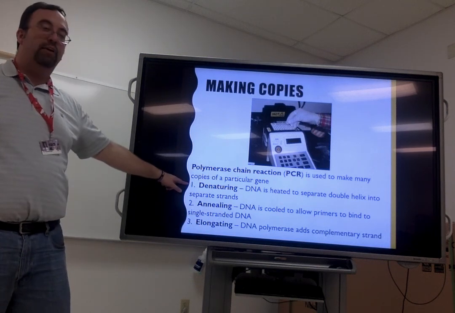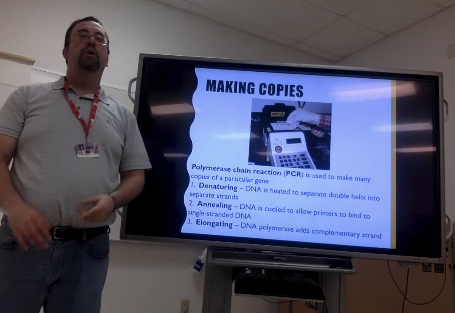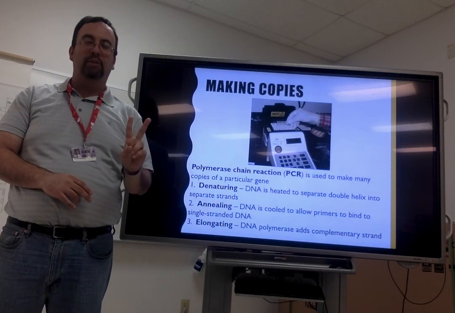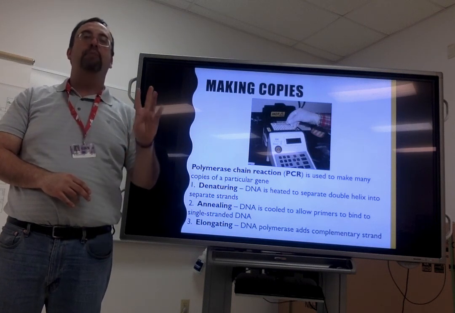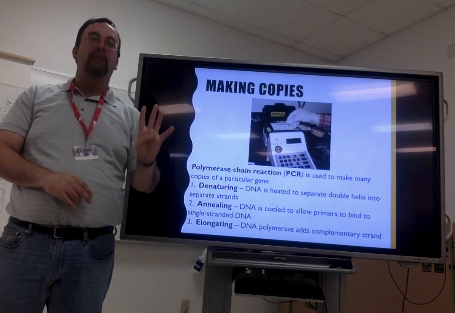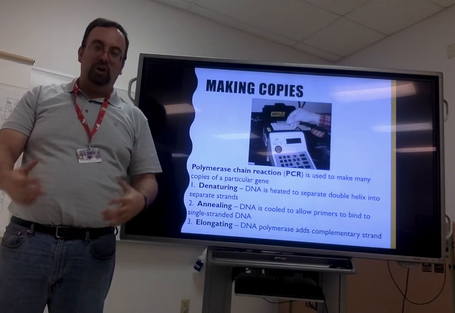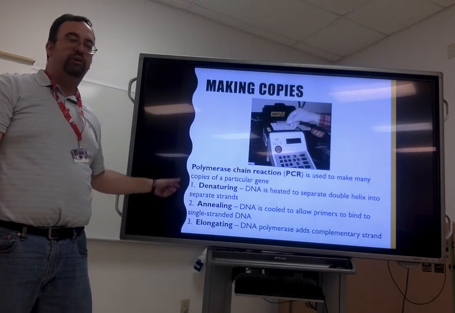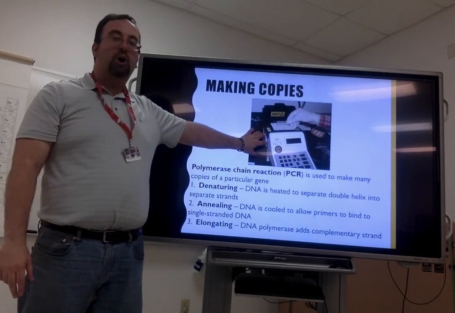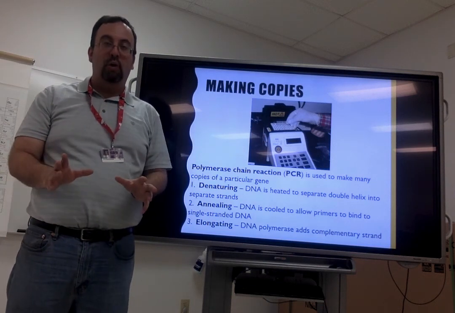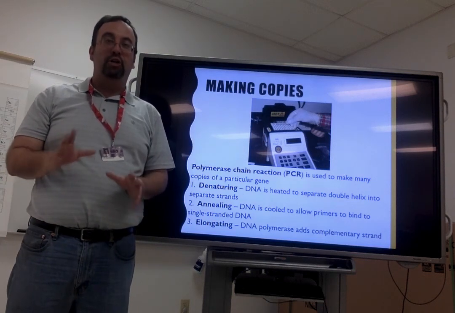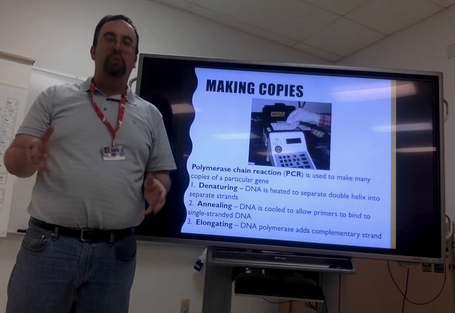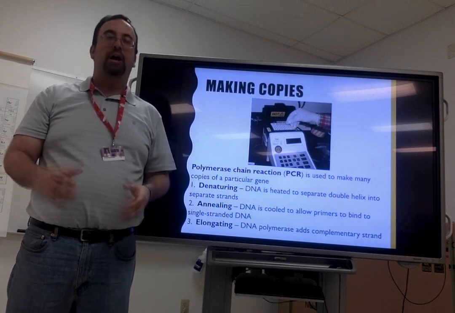Then we go back and repeat the process, and so from 1 double helix, we can get 2 copies. Then from 2, we end up with 4. From 4, we end up with 8. And so there's this doubling effect that happens every time you go through these 3 steps. The PCR machine here, you can program it so that you can let it go overnight. And so when you come back in the morning, you will then have the many, many copies of DNA.